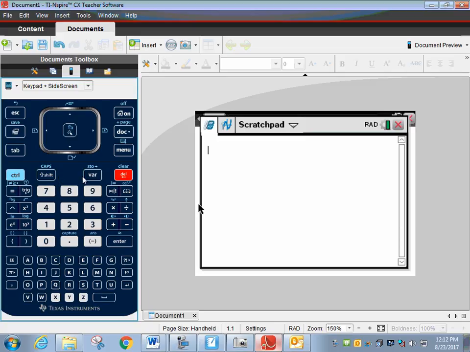When you go to your vars, not second vars, you should see the function in there, yeah?